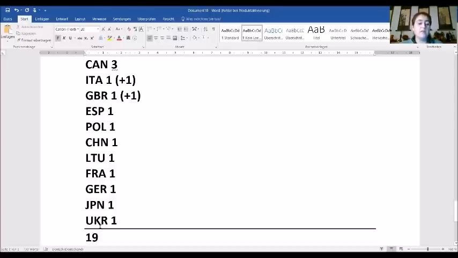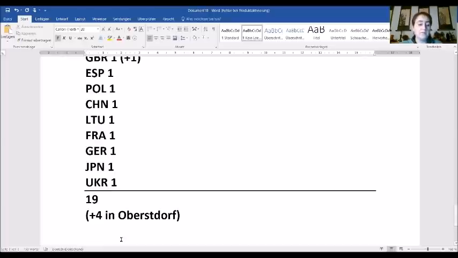And here again, all teams that were in the final at Worlds got a spot. Not these teams personally, but all teams for their country. And there will be still 4 more available in Oberstdorf.